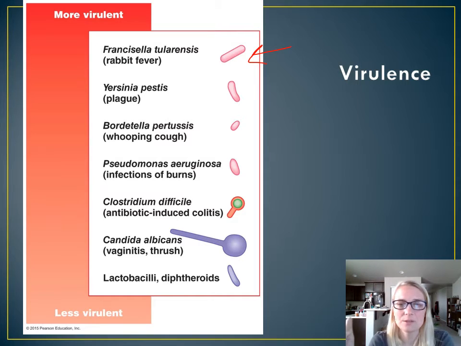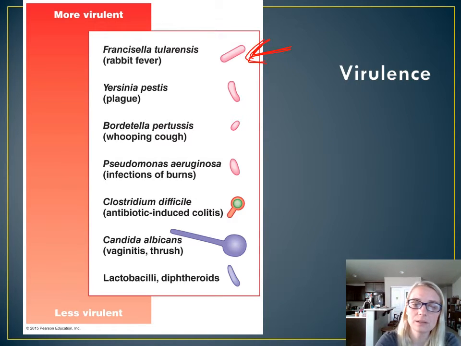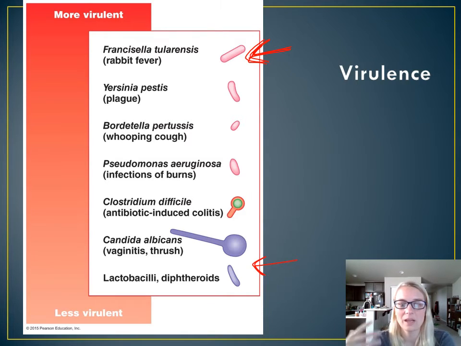Now, it doesn't mean the disease is very bad. Most people are fine, recover from it, or with some antibiotics you can do okay. Virulence does not equate to severity. It's just how easy is it for this pathogen to make you sick? And then pathogenicity is just the ability for something to make you sick. So all of these are pathogens. Some of them do it really easily, like rabbit fever, and some of them are a little bit harder. So Lactobacillus, they can cause disease, but it's not really easy. You might need a whole lot of these bacteria before they can actually cause sickness.